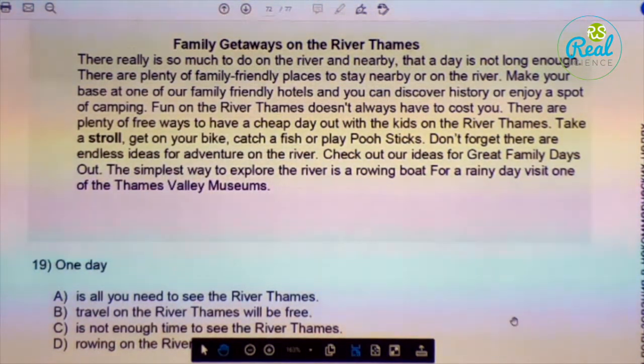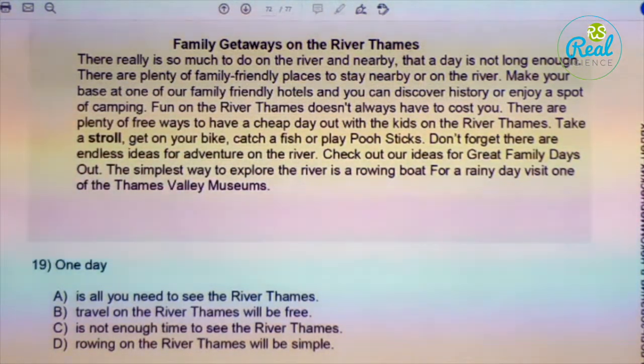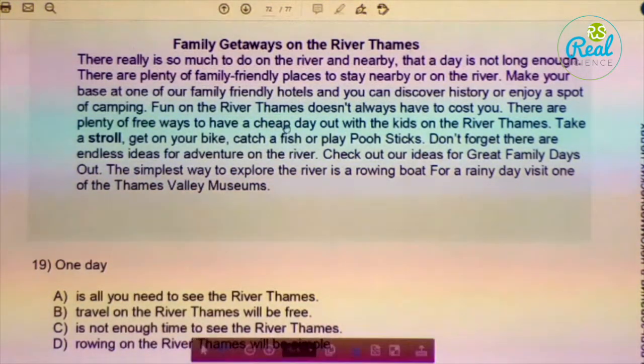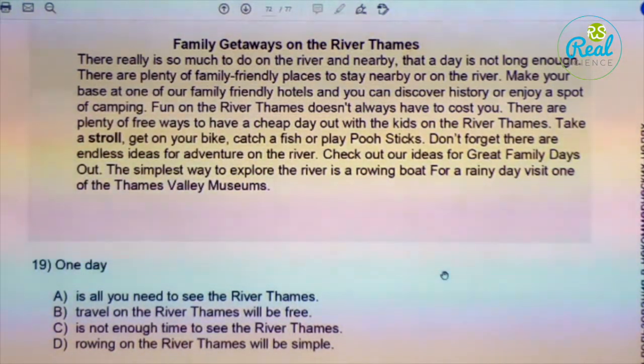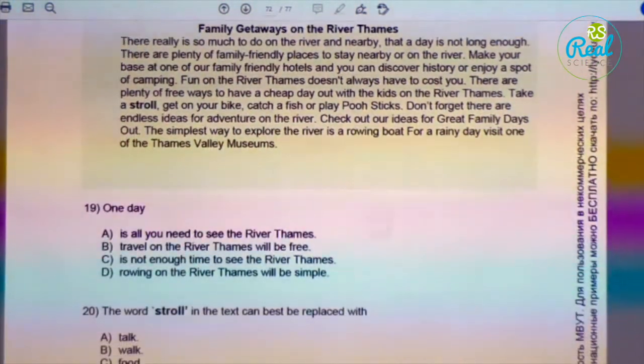So let's check. The first one. Which answer is correct one? C. It's not enough to see the river Thames. Can you prove your answer, guys? Where did you find it? There really is so much to do on the river and nearby that a day isn't long enough. Very good. So as usual, you should find the answer for the first question from the first paragraph.